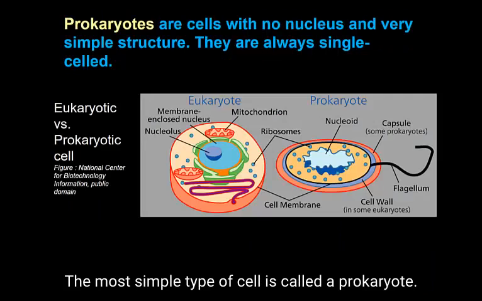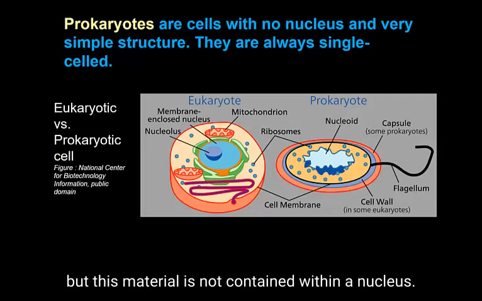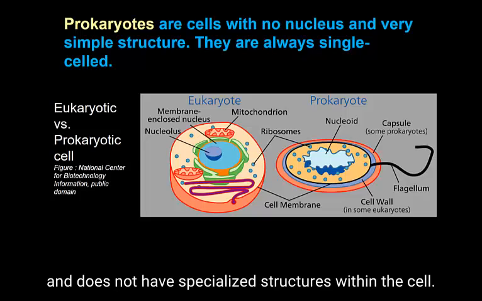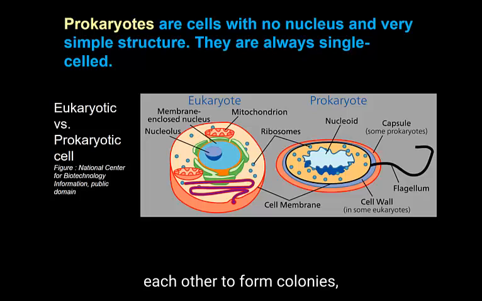The most simple type of cell is called a prokaryote. This type of cell has genetic material, but this material is not contained within a nucleus. It also has a rather inflexible cell wall and does not have specialized structures within the cell. All prokaryotic organisms are single-celled. Even though they sometimes attach to each other to form colonies, each cell is a separate organism.